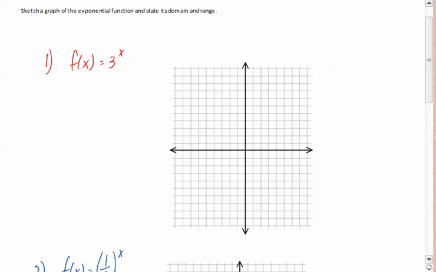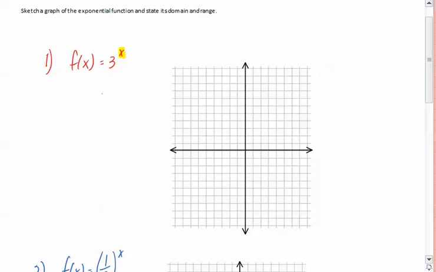Take a look at graphing exponential functions. Now, you know that you have an exponential function if the x is in the exponent place. In other words, my variable is floating, right? You know that you have an exponential function when the variable is floating. Okay, so this is an exponential function, and this is a growing function because this number is greater than 1.